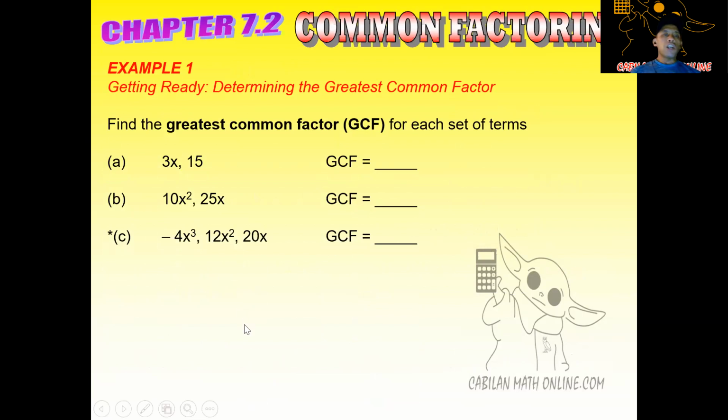All right. So for this first one over here, if you take a look at 3x and 15, let's first take a look at the number. Okay, so you have to ask yourself what number, other than 1 of course, goes evenly into 3 and 15.